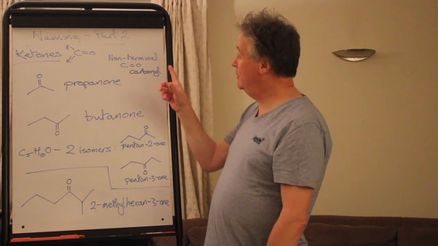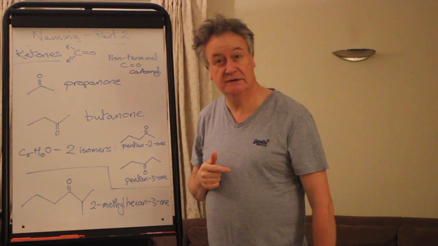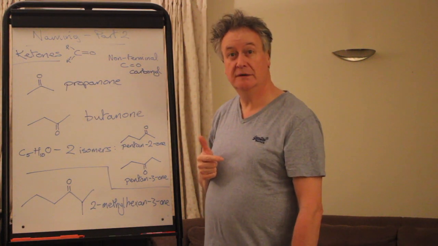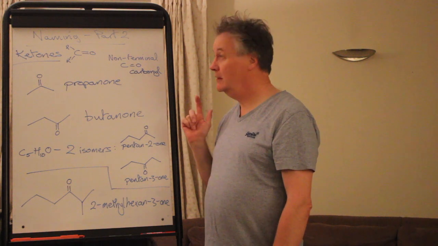And the name of this one, 2-methylhexan-3-one. We're going to move on to the isomer of ketones that you see and do a little bit of naming of those. Nearly at the end. I'll see you in a moment.